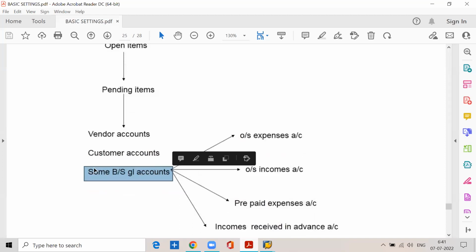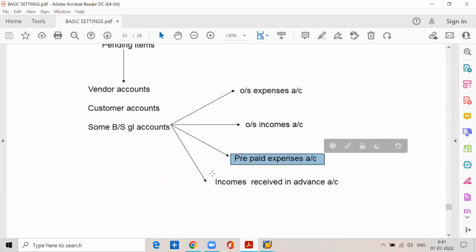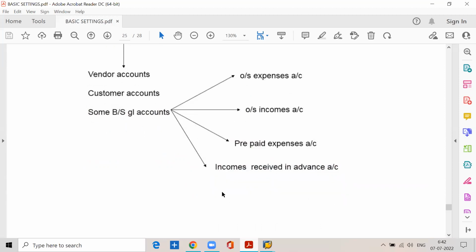Now, this open item concept is also applicable to some balance sheet GL accounts. The open item concept is not applicable to all the balance sheet GL accounts. It's applicable to some of them. So what are those balance sheet GL accounts? Outstanding expense account, outstanding incomes account, then prepaid expense account, and incomes received in advance account. These are the balance sheet accounts to which the open item concept is applicable.